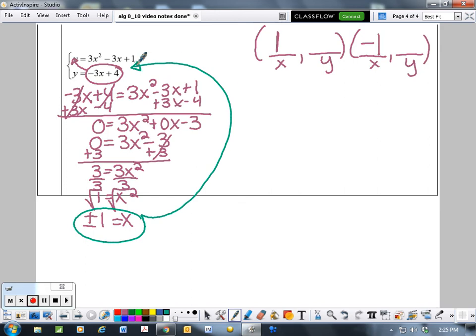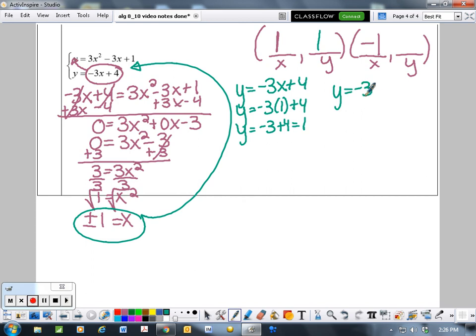And I'm going to choose the line because it looks so much easier. So first I'm going to plug in the positive 1 into negative 3x plus 4. So y equals negative 3 times positive 1 plus 4. So y equals negative 3 plus 4, which gives me 1. So there's one of my answers. And then I'm going to plug in the other one, negative 1. So y equals negative 3 times negative 1 plus 4. So y equals positive 3 plus 4, which gives me 7. And those are our two answers.